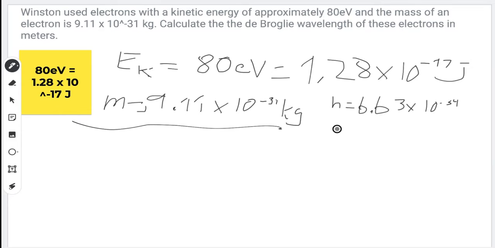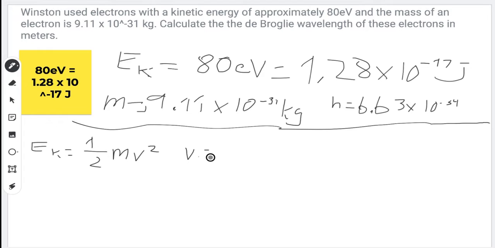And we know the mass of the electron, it's 9.11 times 10 to the power of negative 31 kilograms. And we know h, which is Planck's constant, and it is equal to 6.63 times 10 to the power of negative 34. And we are going to use the kinetic energy formula to get the velocity. So the base formula is Ek equals 1/2 times mv squared. Solve it for v. So you isolate v and put it on the left side. It becomes the square root of 2 Ek over m. And you then fill in the values.